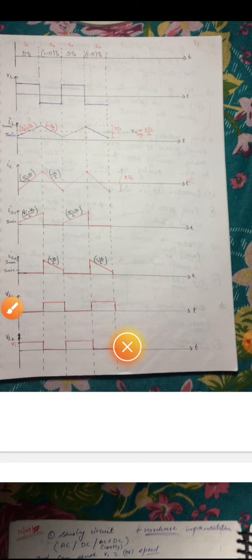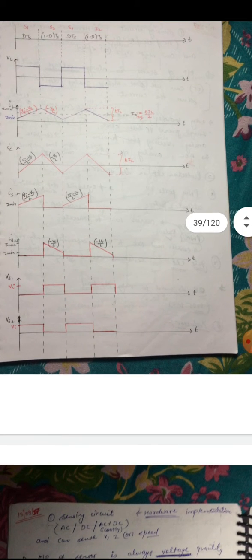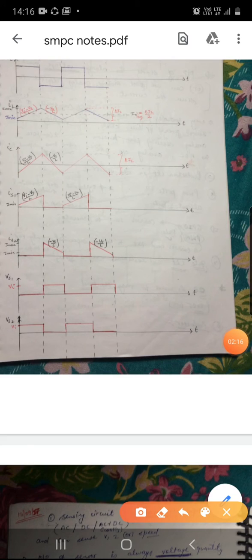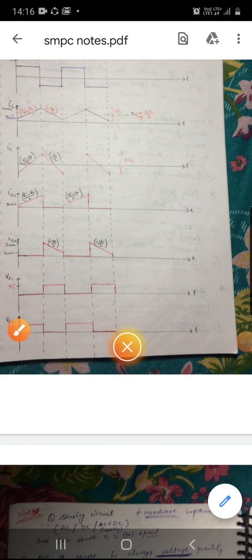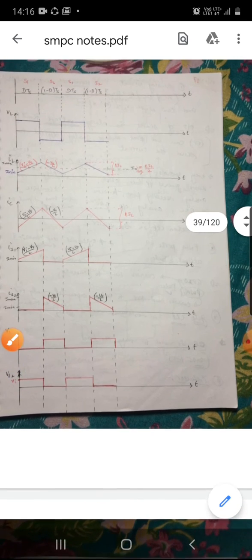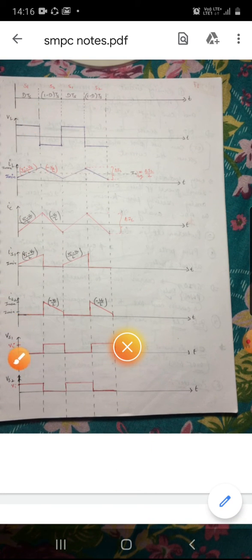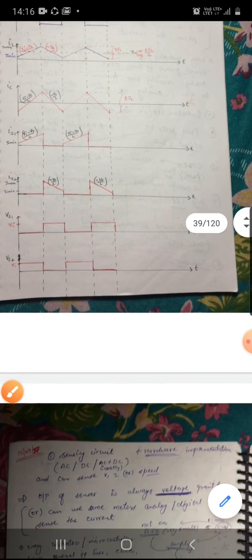Now the switch S1 voltage: when switch S1 is on, then VS1 will be equal to 0 because it is short circuited. When S2 is on, then it is equal to VI. So 0, VI. In the same manner, when switch S1 is on, then VS2 is VI, which we have already done, and when switch S2 is on, then it is short circuited, so VS2 is equal to 0. So it goes like that.